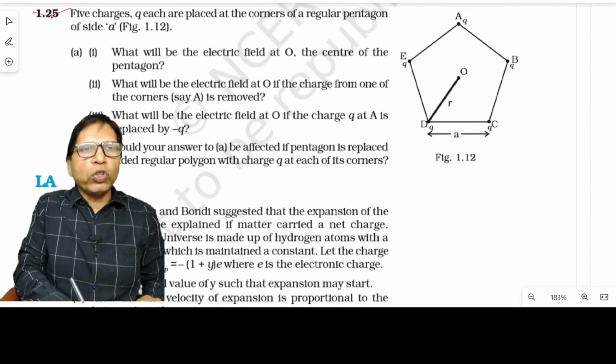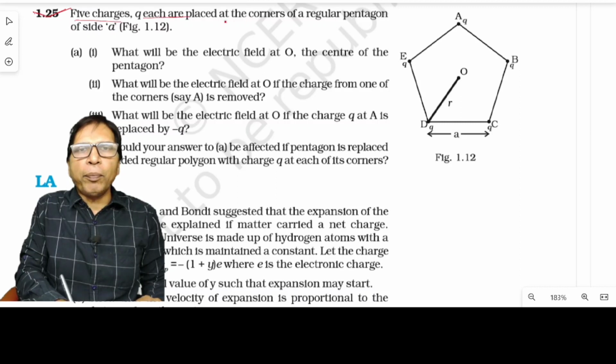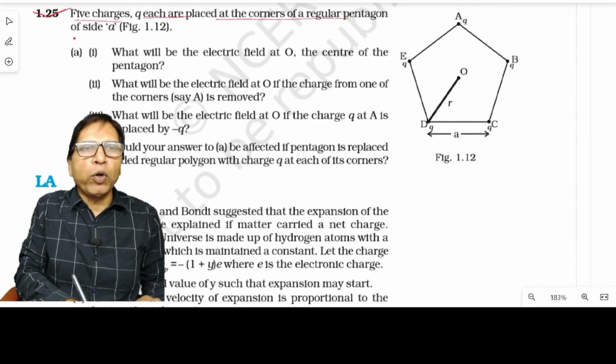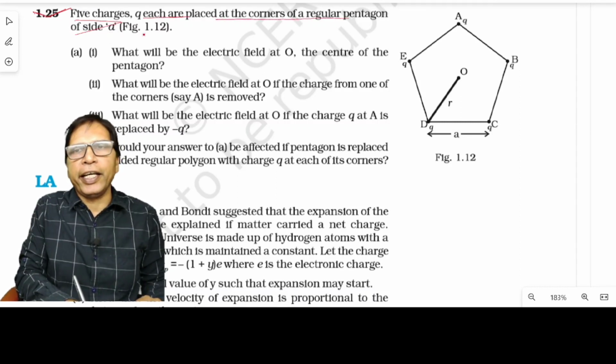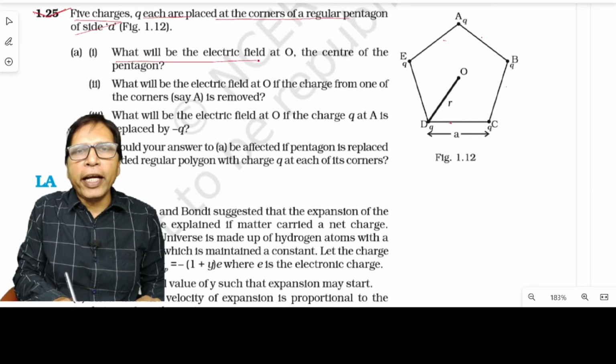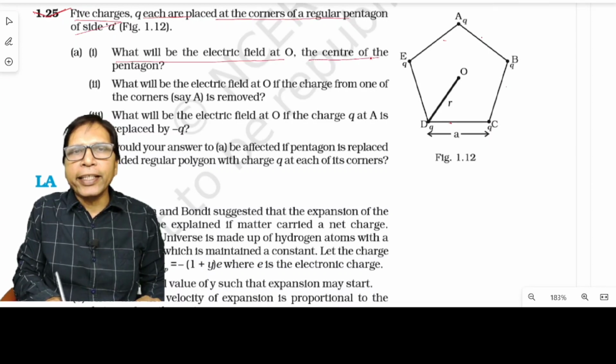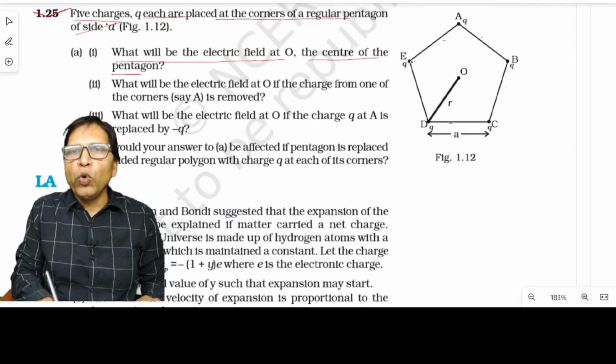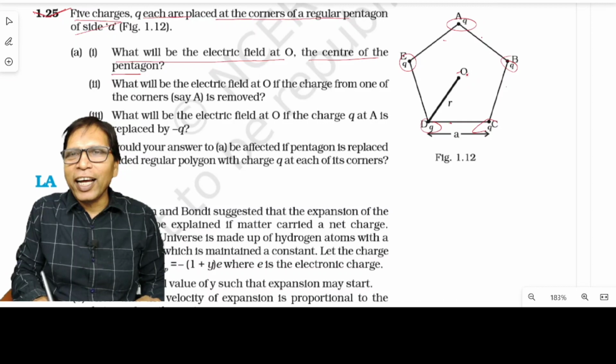Now look at question number 1.25. Five charges Q each are placed at the corners of a regular pentagon of side A. Look at this, the regular pentagon of side A. What will be the electric field at O, the center of the pentagon? Look at this: Q charge, Q charge, Q charge, Q charge, Q charge. So the electric field at O is 0.